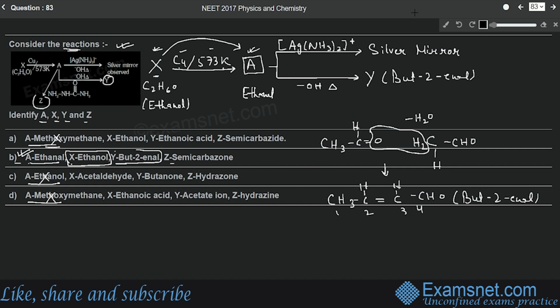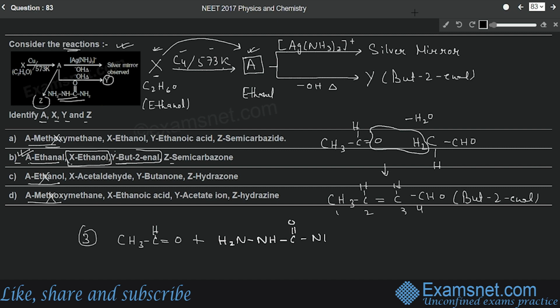So in the third reaction, it is reacting with NH2NH, C double bond O, NH2, that is semicarbazide. Okay, so let's write down the third reaction here. We have A, that is ethanal. So ethanal CH3CH double bond O, it reacts with NH2. Let's write down H2N here so that the reaction can be shown. H2N, then NH, C double bond O, NH2. So this is the reagent.